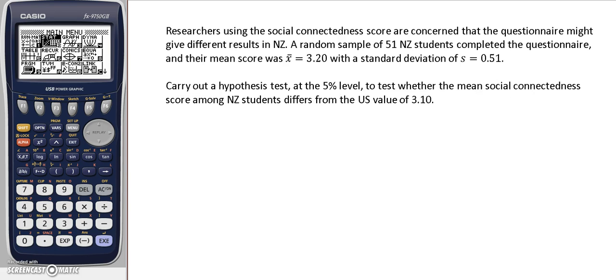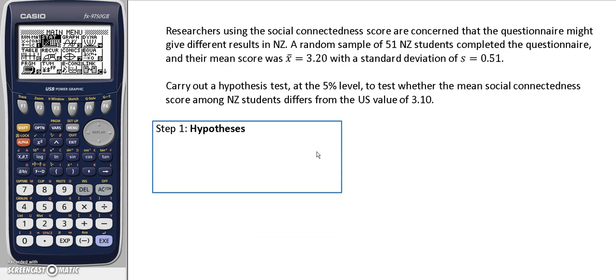Okay, so we're going to carry out the 4 steps for a hypothesis test. In the first step, we need to set up our hypotheses. We start by setting up our null hypothesis. Now this involves us looking at the status quo, so nothing being different. So New Zealand students and US students having the same mean. So that is a value of 3.10. So here's our null hypothesis, that the mean for New Zealand students is equal to 3.10.